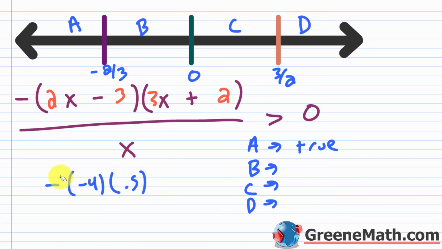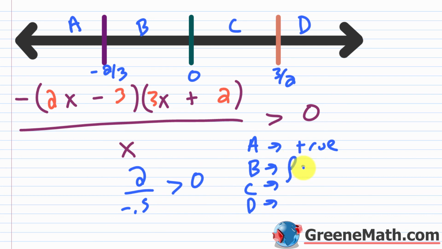So basically, the negatives are going to cancel, right? Negative times negative is positive. 4 times a half is 2. So this is going to be 2, and this would be over your negative 0.5. Now, this is positive over negative. That's going to be a negative, and it's not greater than 0. So you can just put that this is false. If you wanted to do the division, 2 divided by negative 0.5, that's just going to be negative 4, right? So negative 4 is obviously not greater than 0.